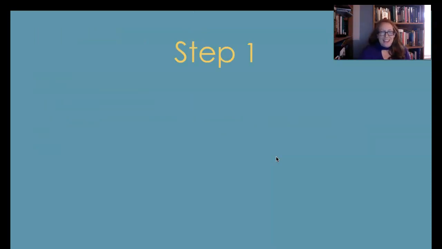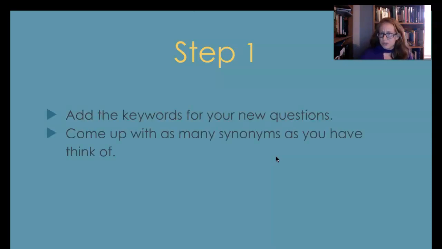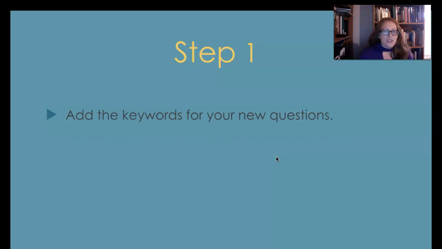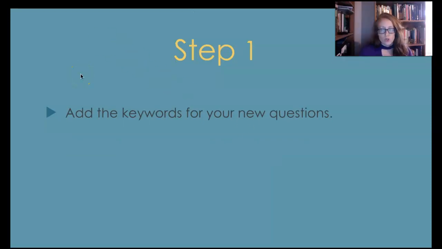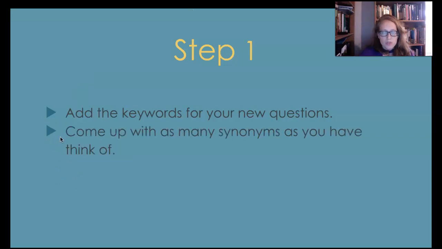Okay. So step 1, you need to be in your notebook now, if you're not already, which you should be. You're going to add the keywords for your new questions. You can use any of your smaller questions, but you've already done a couple of keywords for your big questions. So you want to look at some of your smaller questions now, and try to come up with some search terms for those. As many synonyms as you can think of. Like if you have teen, then you can use youth, adolescent.